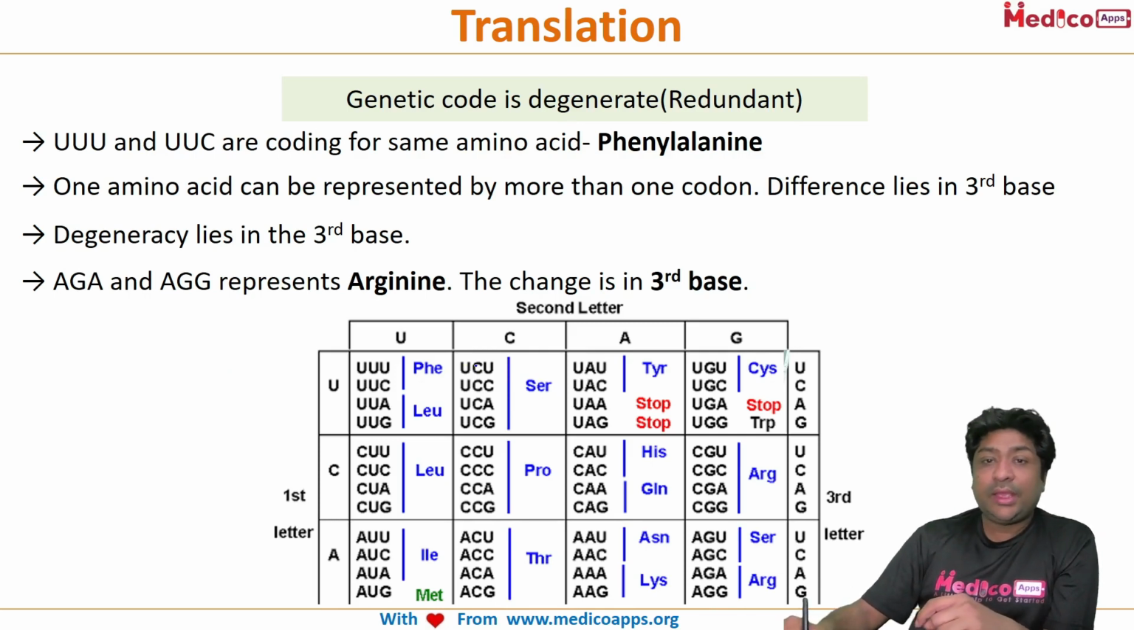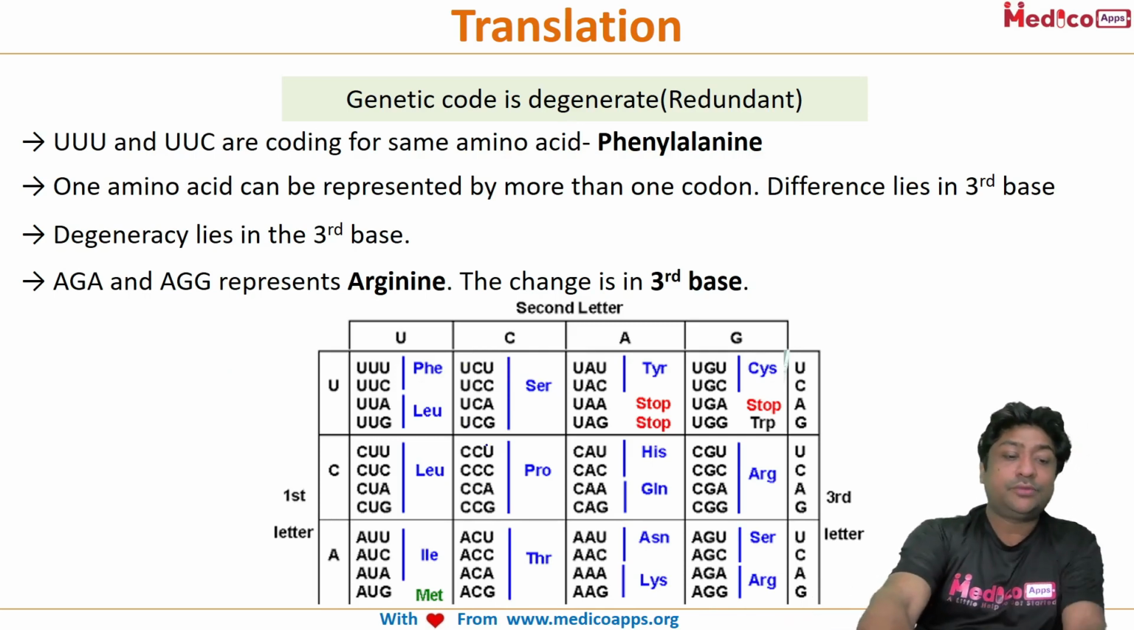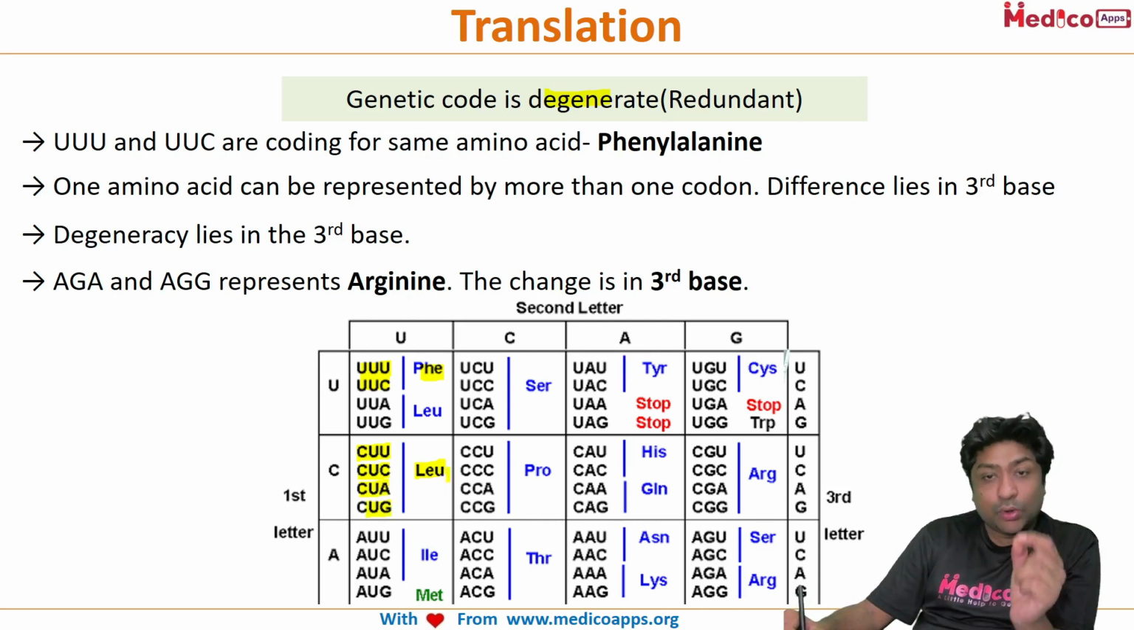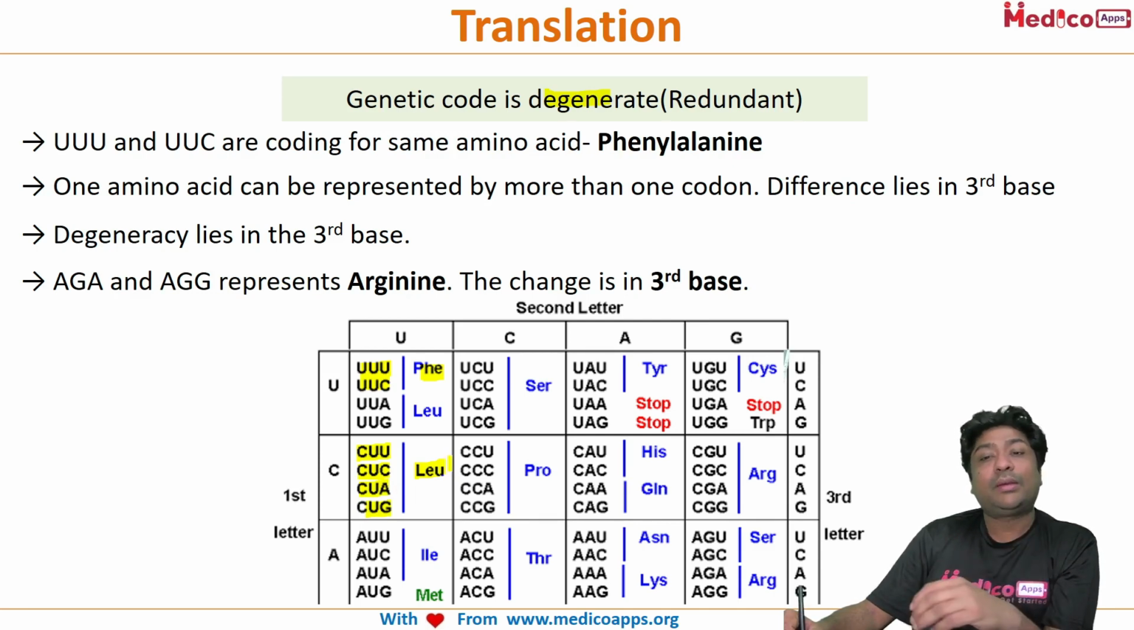Now, let's look at some of these properties one by one. First, genetic code is degenerate or redundant, which means, for example, UUU and UUC both code for phenylalanine. Or, for example, CUU and CUC both code for leucine. Even CUA and CUG also code for leucine. So more than one codon can represent a single amino acid. That is called degeneracy.